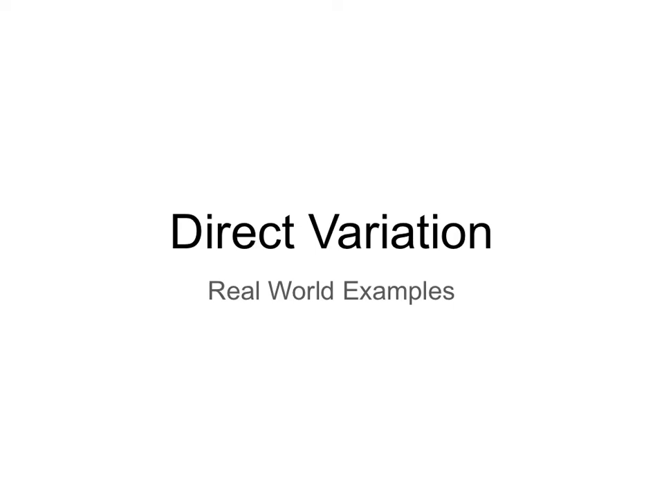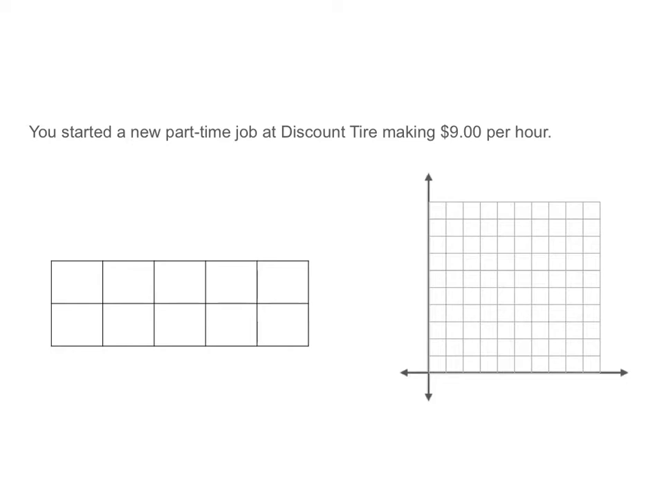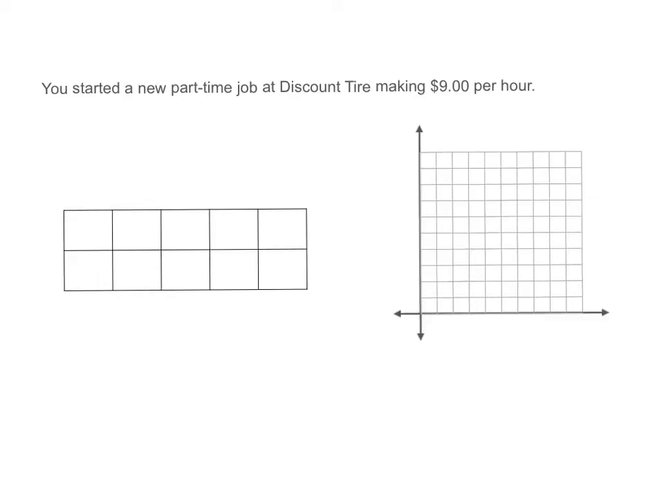All right, in this lesson, we are going to take a look at direct variation some more. We're going to take a look at some real world examples. So this example says that you started a new part-time job at Discount Tire making $9 per hour. This is a very straightforward example of how y varies directly with x. Or we could say the amount of money you make varies directly with how many hours you work.